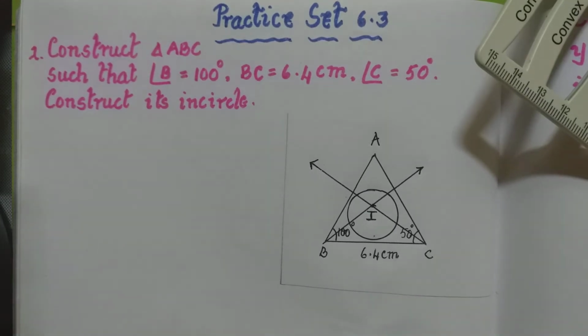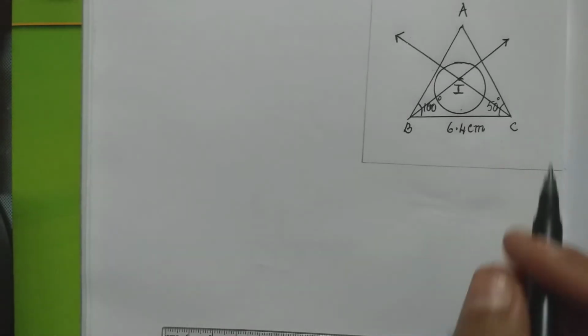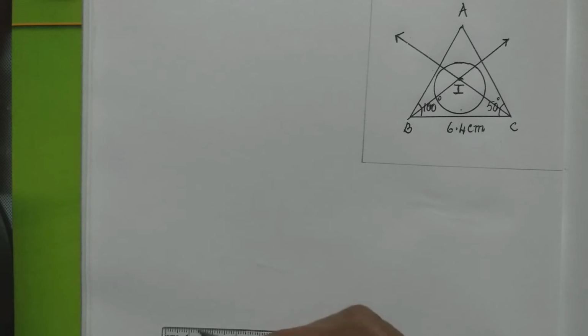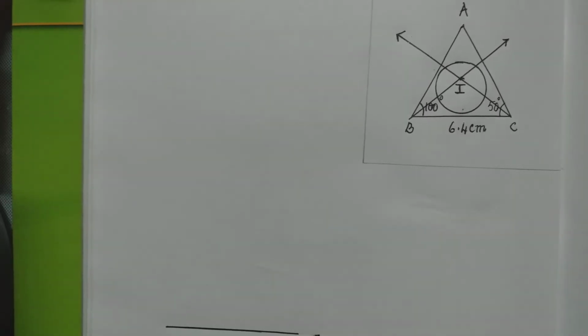Now going to the fair figure. Now first here we will draw the base, that is BC, which is 6.4 centimeter. So we keep the scale here and measure 6.4 centimeter on the scale.